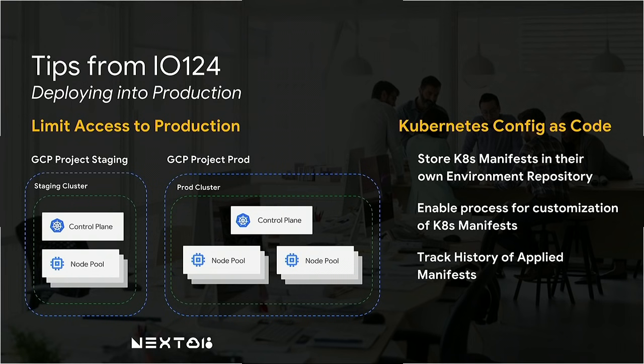And then second tip is to keep your Kubernetes configuration as code. This is pretty key because we'll want to, one, store the existing state. Maybe we're templatizing our Kubernetes manifest and want to customize that depending on each pipeline. But we also want to track a history of applied manifests. And Git and source control management is a great way to do that.